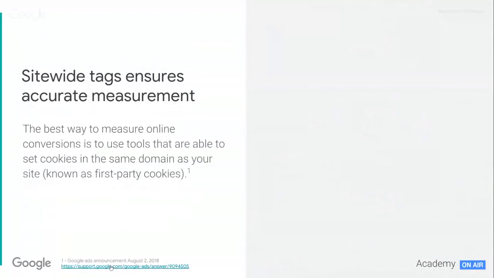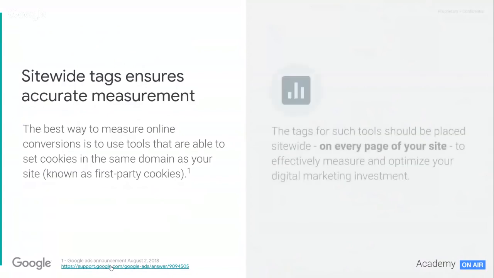It's basically a more accurate way of measuring conversions, particularly as some browsers may not allow in the near future to have third-party cookies installed in the temporary internet files. So site-wide tagging is basically a solution to accurately measure your conversions in the future and future-proofing your business. But it also means that you need to place these tags on every single page of your site.